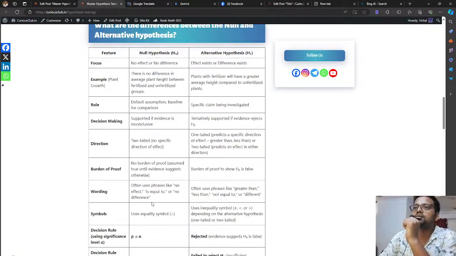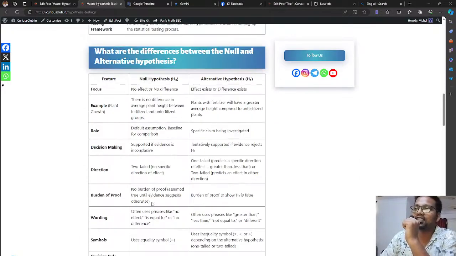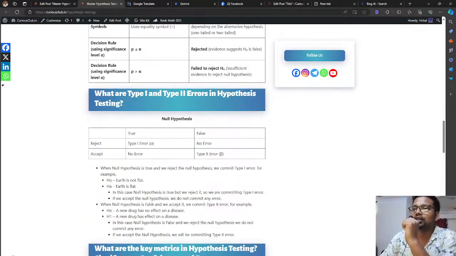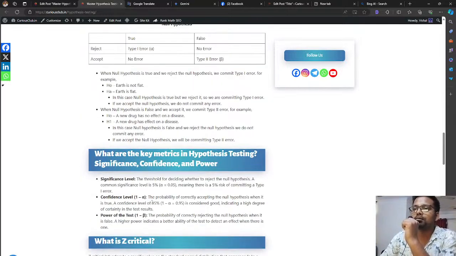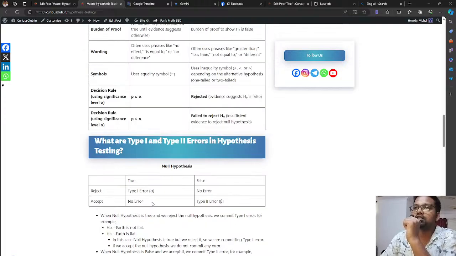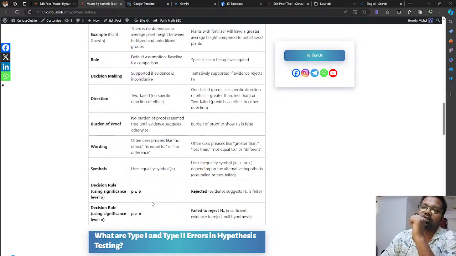If I start explaining each and everything, it will take a lot of time. I just want to give you an example of how it is done. Everything else I have written out. So there is one thing called probability, and there is one thing called alpha.